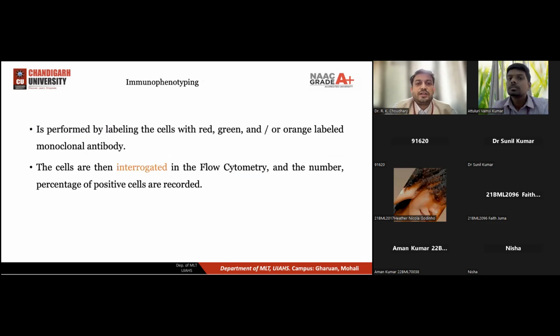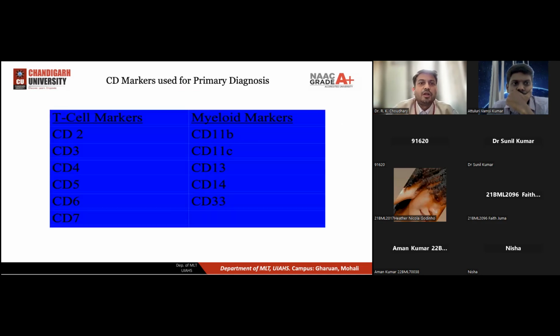So the staining is performed by labeling the cells with red, green, and orange labeled monoclonal antibodies. The cells are then interrogated in the flow cytometer, and the percentage of positive cells is recorded. So when you study phenotyping, it is based on positive and negative. Now I'm going slightly fast because 8 minutes are left. So if you have any questions, please let me know.